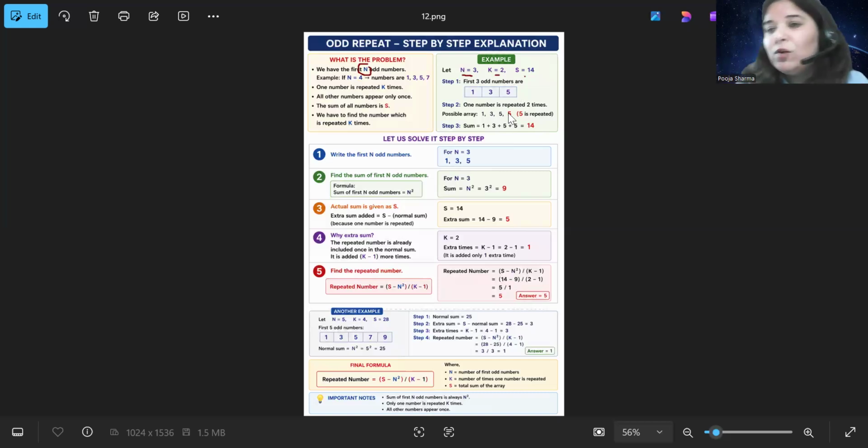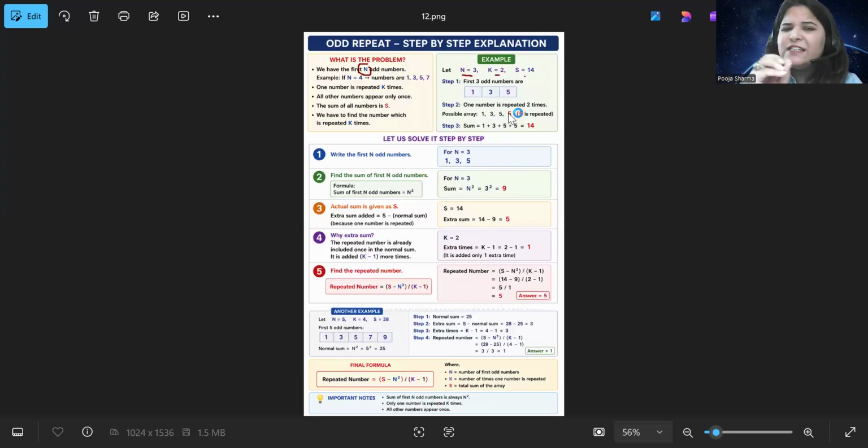Then the value of n will also change because n is 3 means there are 3 different odd numbers that are there. Alright. Now, after that, there is S value. S equals to 14. S is the total sum of all the elements in the list. Now, what you need to find? You have to find the number which is repeated in the series.